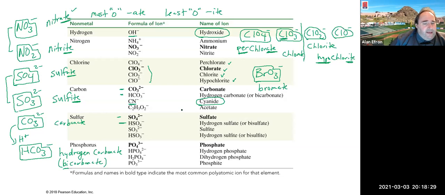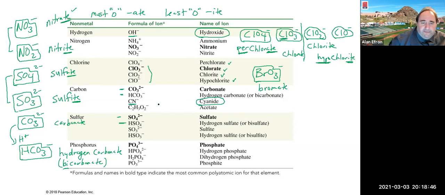Any questions on that? Again, unfortunately, memorization is what you got to do with these guys, formulas and charges, and also names so that you can put them together sort of properly here.